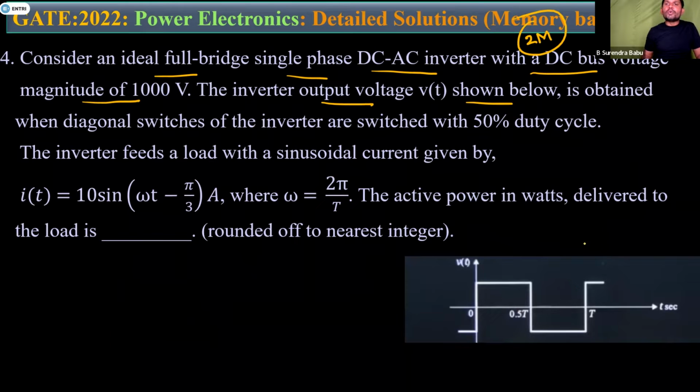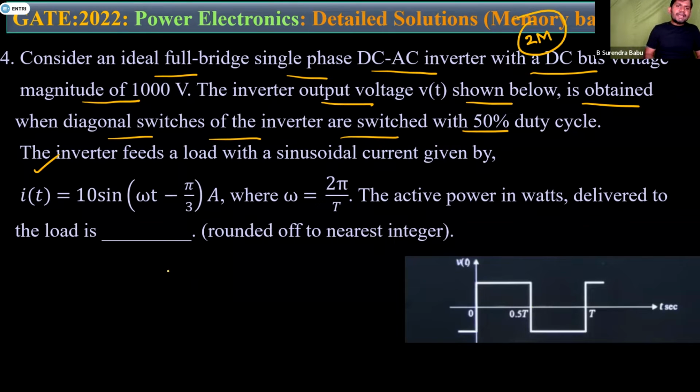This inverter output voltage is obtained when the diagonal switches of the inverter are switched with 50% duty cycle. 50% duty cycle means it is square wave generation. No doubt at all. That is the meaning. The inverter feeds a load with a sinusoidal current. This is the inverter current. Then you find the power delivered to the load. It is also very simple.